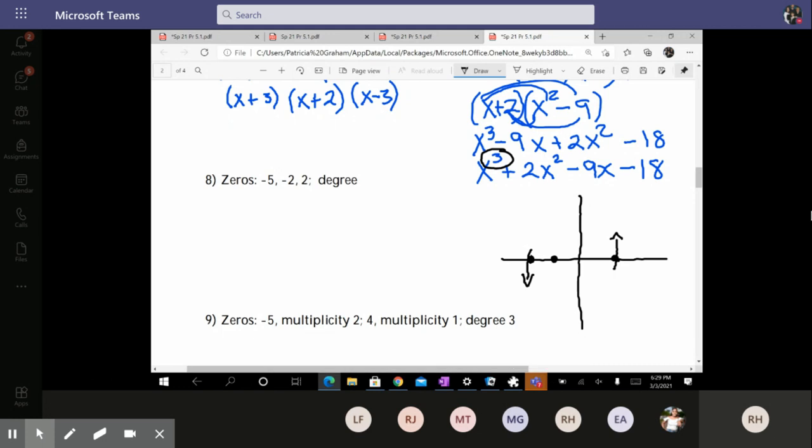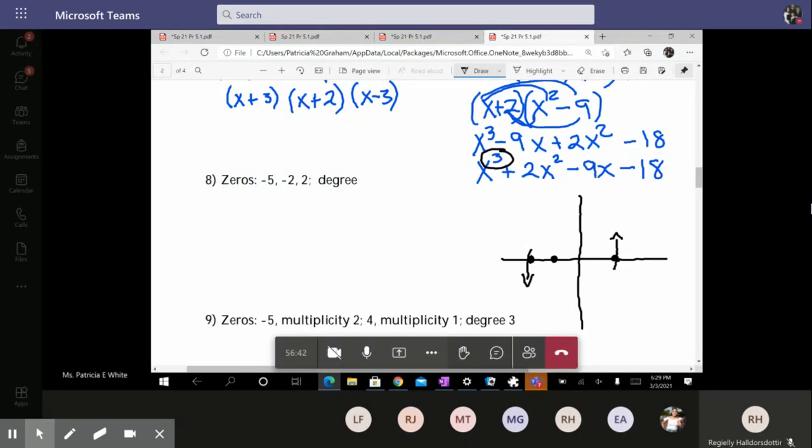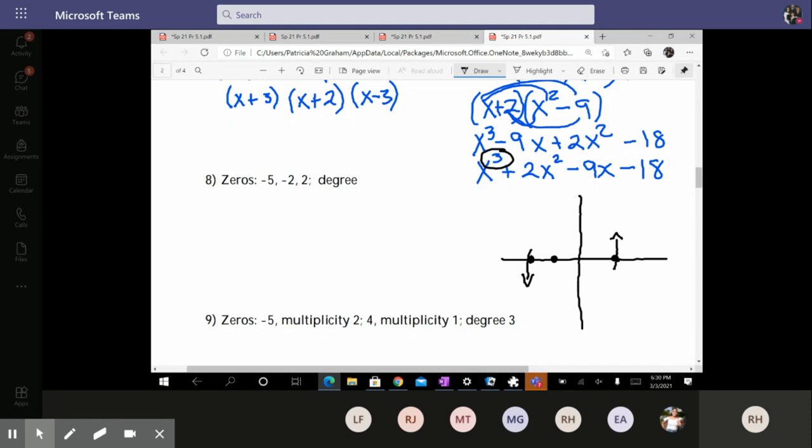All right. What else do I know, guys? Yeah, it's supposed to be up on the left, down on the right, if it's a negative odd thing. But it's not. My A... Oh, never mind. You're right. I'm sorry.